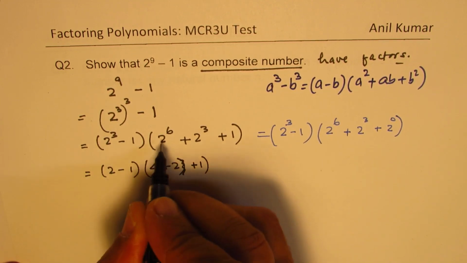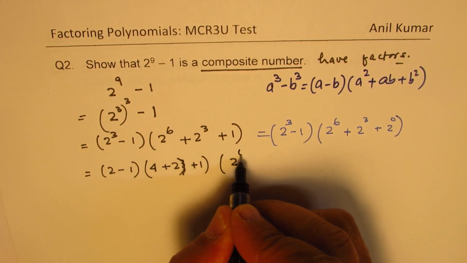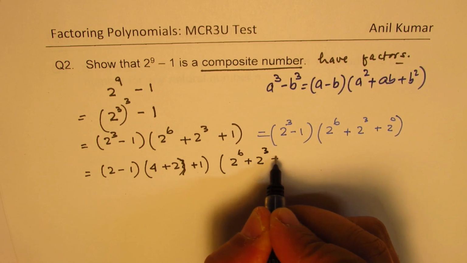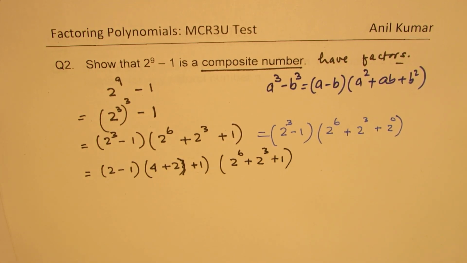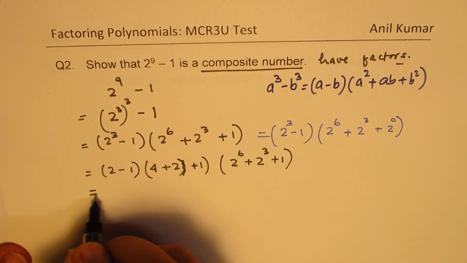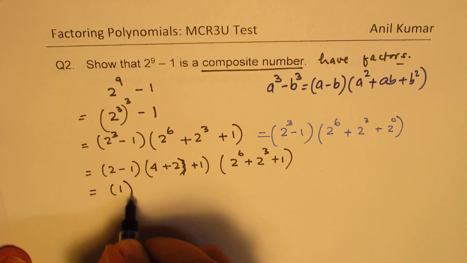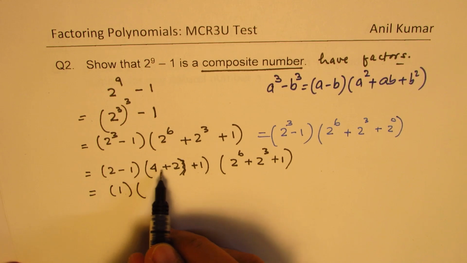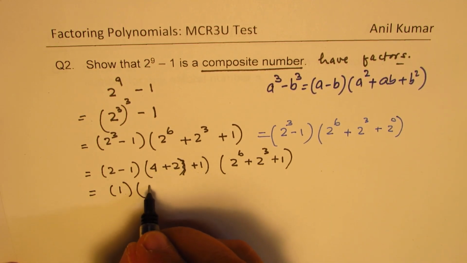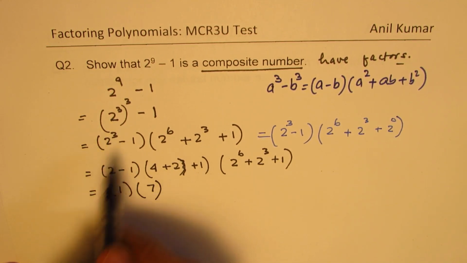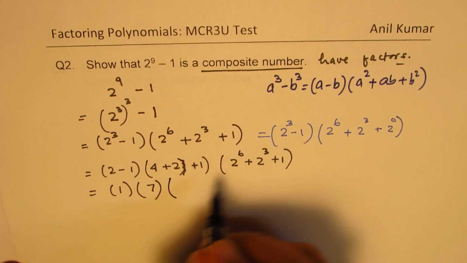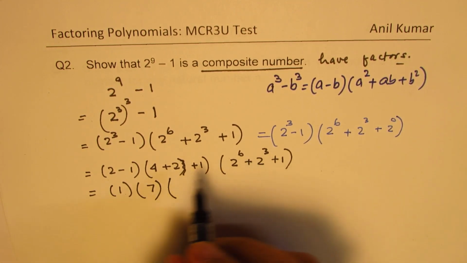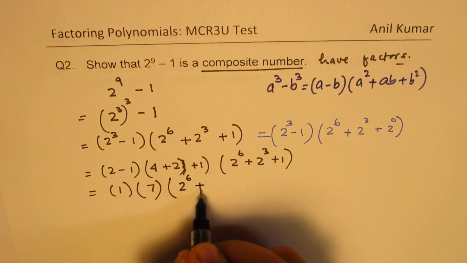So this is the first term, and the next term here is 2 to the power of 6 plus 2 cube plus 1. Is that clear to you? Correct? So what do we find here? Well, there are a couple of factors here. 2 minus 1 is 1, right? And here we get 4 plus 2 minus 1, which is 6 and 1, 7. 2 cube minus 1 is 7, right? And this number is slightly bigger, which we are not calculating. Anyway, you could calculate.